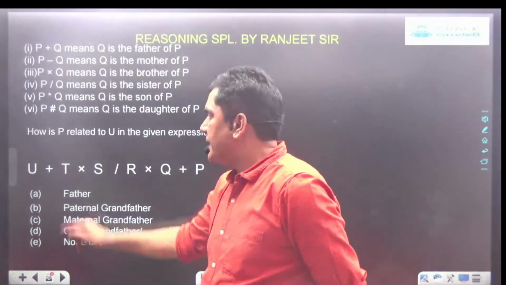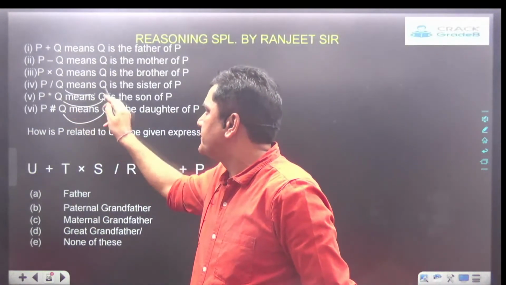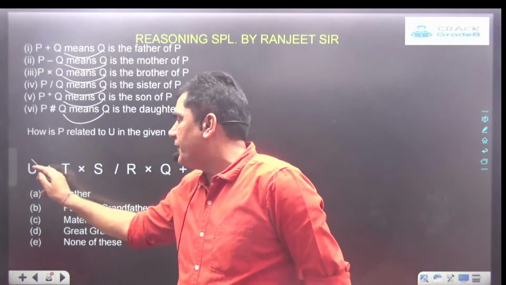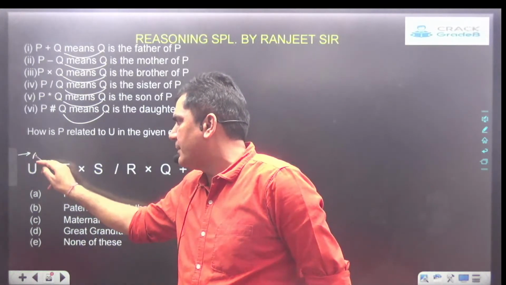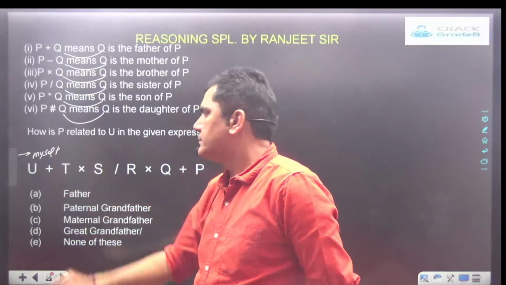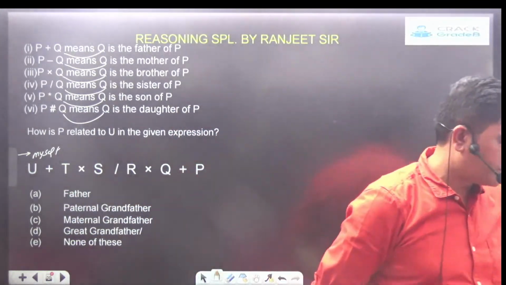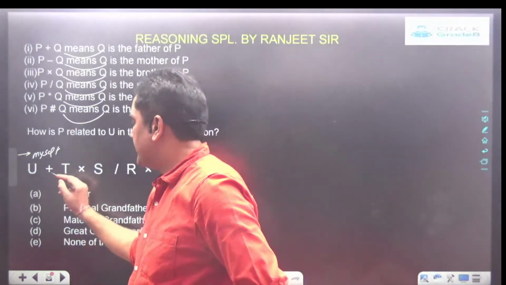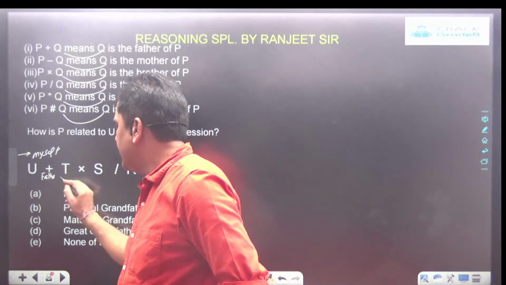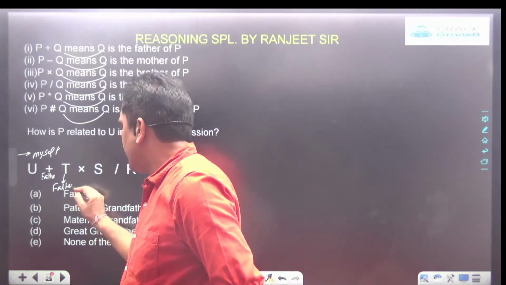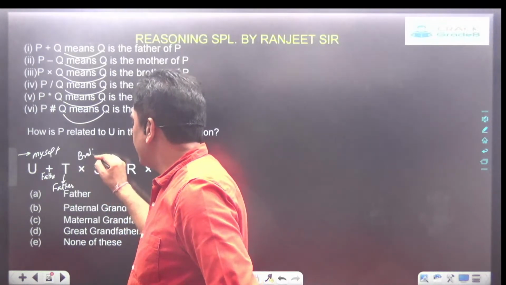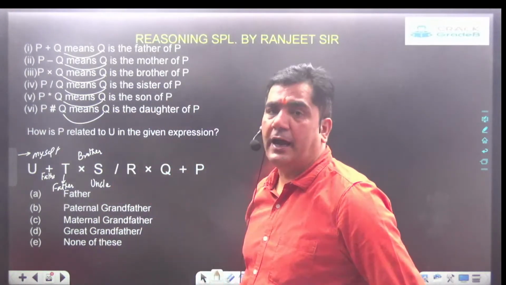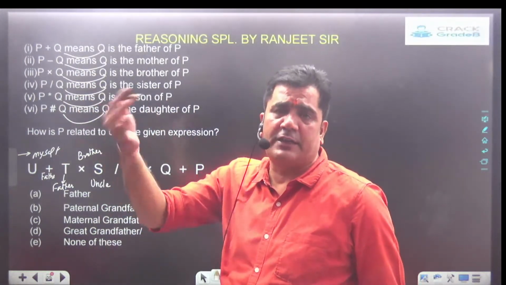Here also the last person comes at the first place. So if the last person comes at the first place, I will start from the first. So here I am assuming myself to be U. Now let's start. Plus means father. So T is my father. Next one, cross stands for brother. So my father's brother will be my uncle. My father's brother is called uncle.